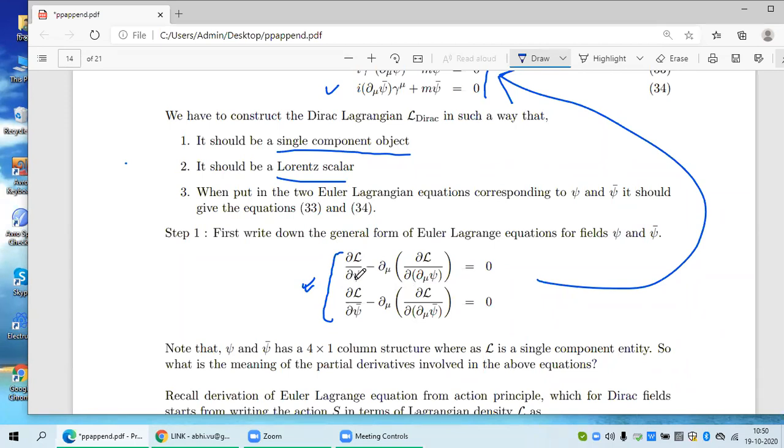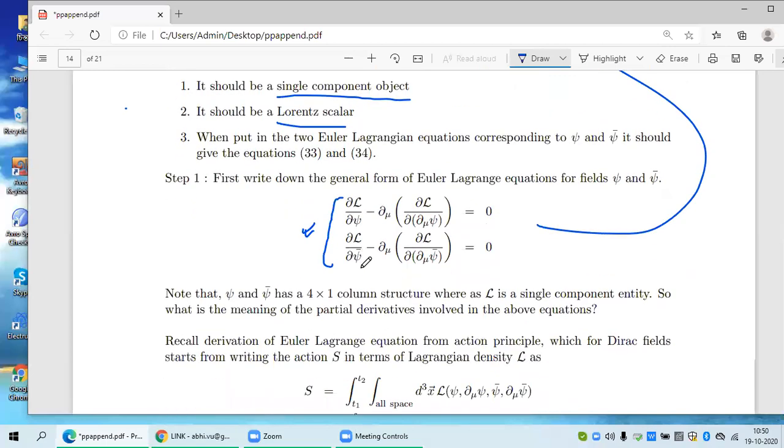So what do you mean by differentiating with respect to a matrix? We have never seen such things earlier. Ultimately, we have to realize this in terms of single component derivatives. This derivative cannot be with respect to a matrix, because a derivative with respect to a matrix is not defined.